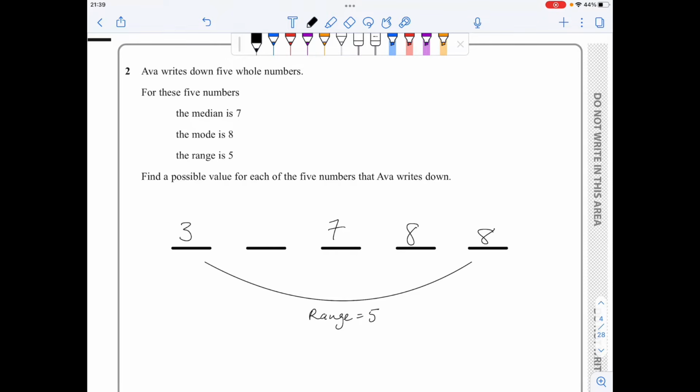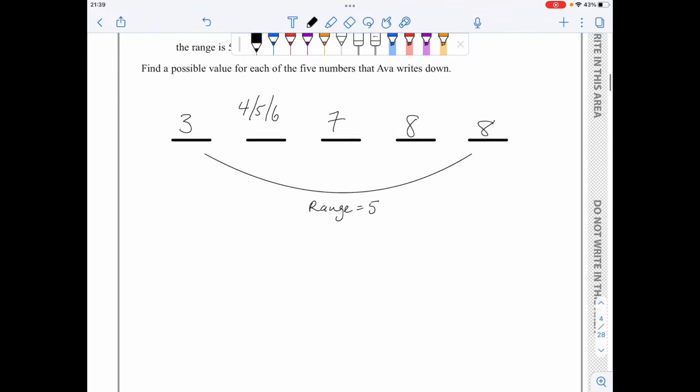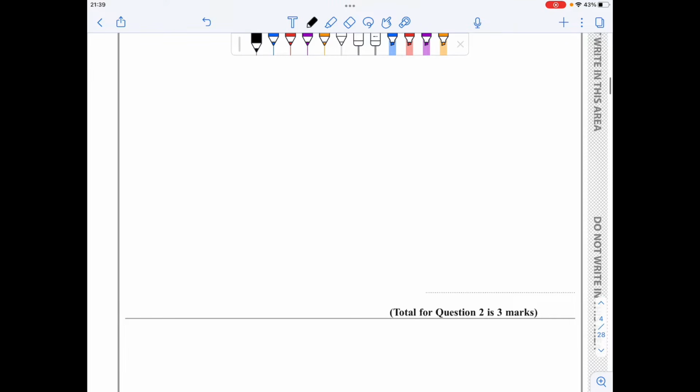And finally, in the second position here, I need a number that is between 3 and 7. Note that I cannot use 3 or 7, otherwise it's going to affect my mode. So it could be a 4, a 5, or a 6. So I have 3 different combinations, and I can write this down. Now you don't have to write all 3 of them. One of these is enough.